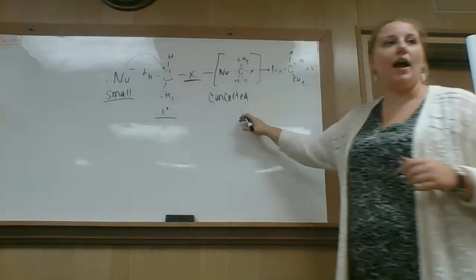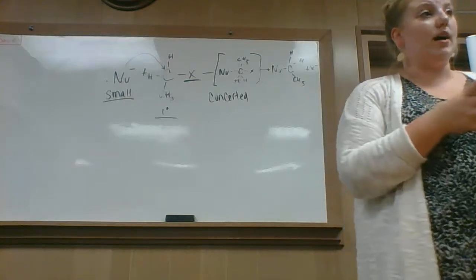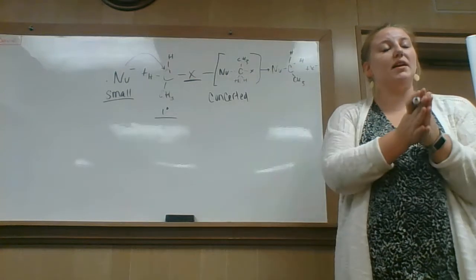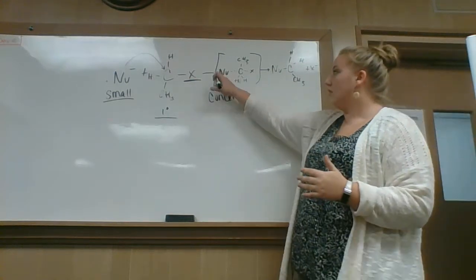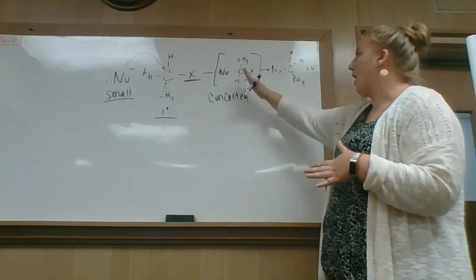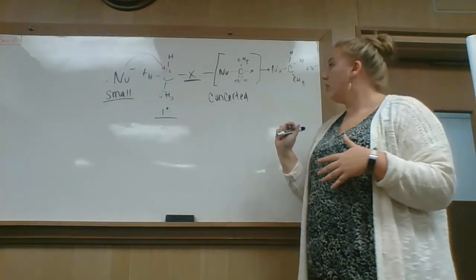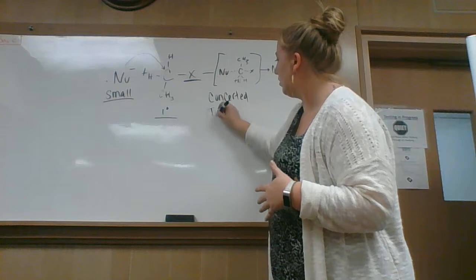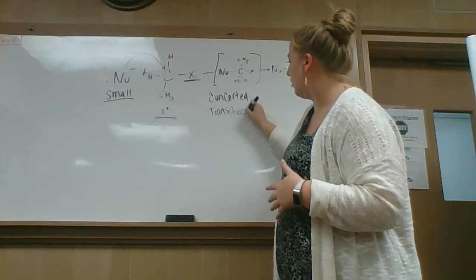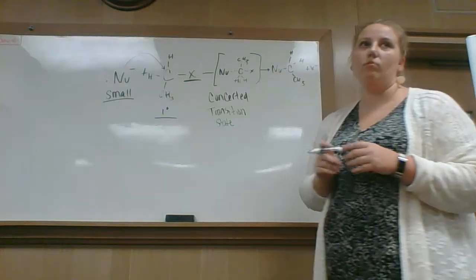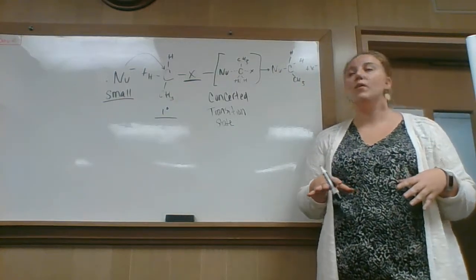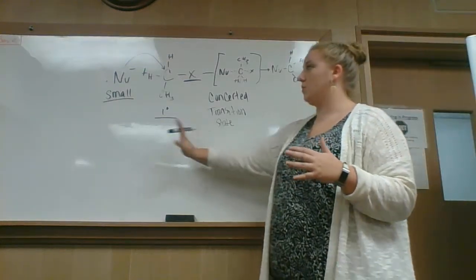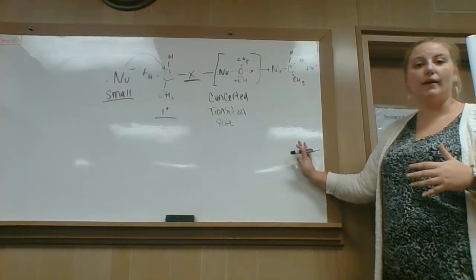So a concerted reaction means that bonds are being broken and formed at the same time. Okay? So this is not a step-by-step function. Everything is happening at the same time. So this nucleophile is bonding to the carbon at the exact same time the halogen is breaking away from the carbon. This is referred to as a transition state. If you guys were here when we talked about chapter 2, transition states are kind of that midpoint between your reactants and your products.